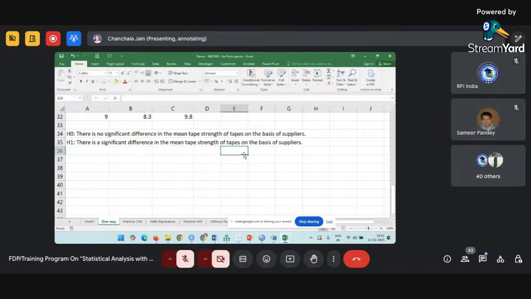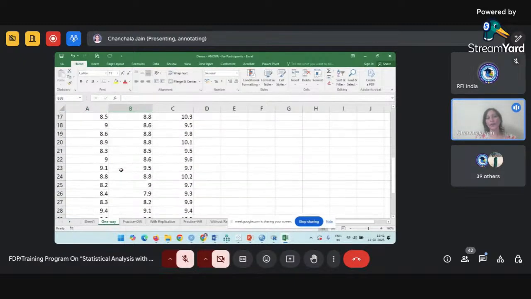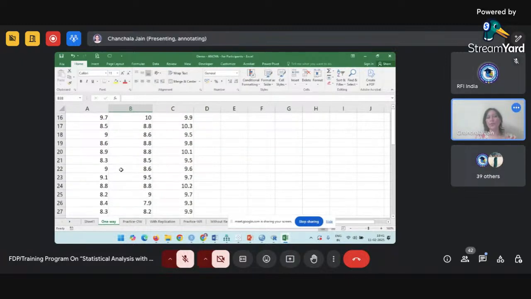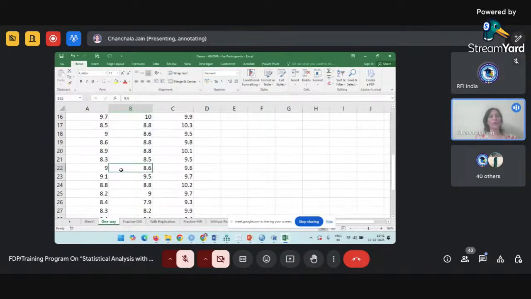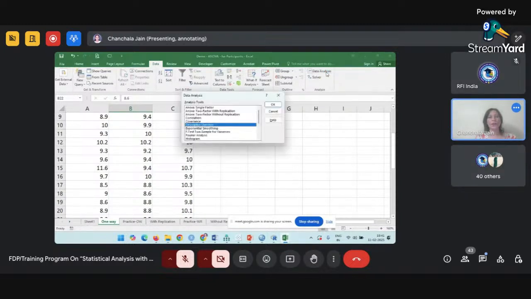Yes, ma'am. Fine. So now, if I want to test this hypothesis at 5% level of significance, according to the data, means according to the one-way ANOVA requirement, we are having the two variables available with us, and we have formulated the hypothesis. We have set the level of significance also. Now I'll go to the data tab. Then I'll go to the data analysis tab, and here I'll go up. You can find ANOVA single factor is listed here.